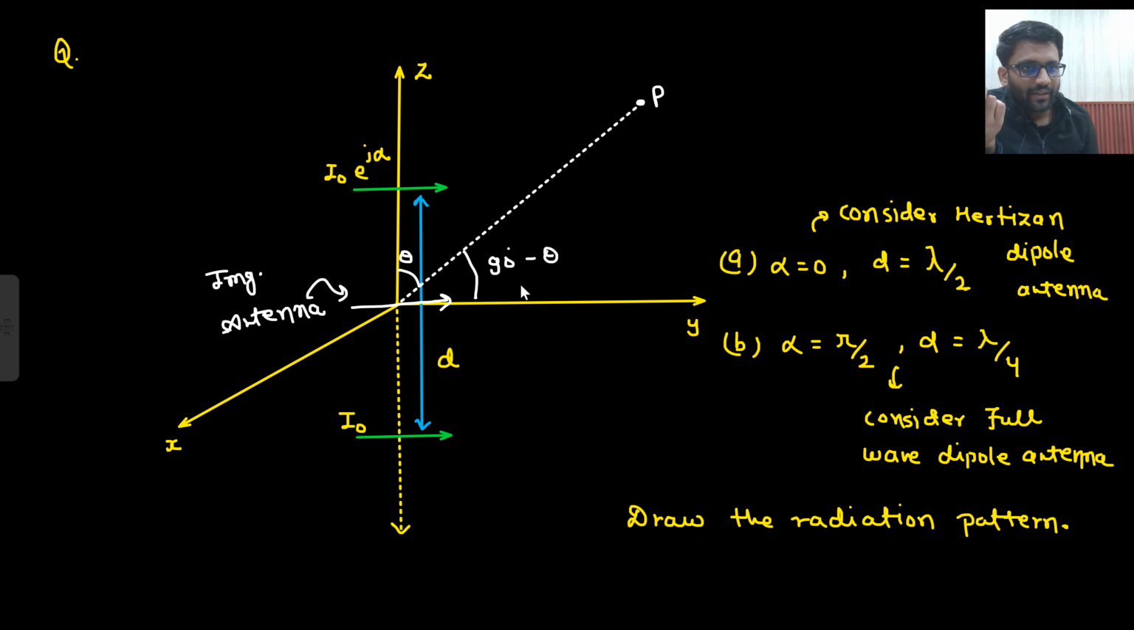So what will be the radiation pattern? If you already know, the radiation pattern will look something like this. Right? Because this is how my antenna is placed. So the radiation pattern will be upward. If this is how the antenna is placed, the radiation pattern will be like this.